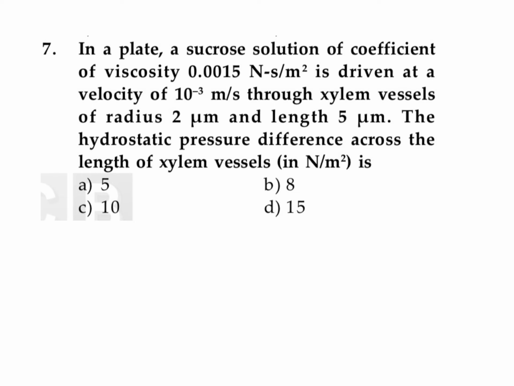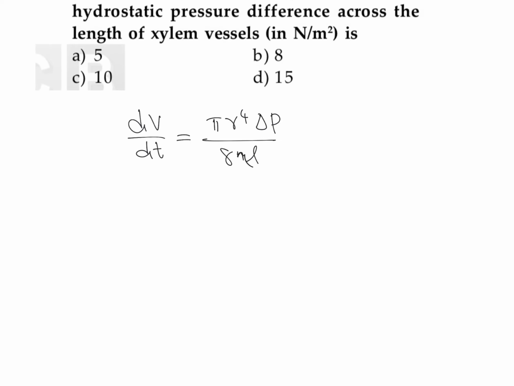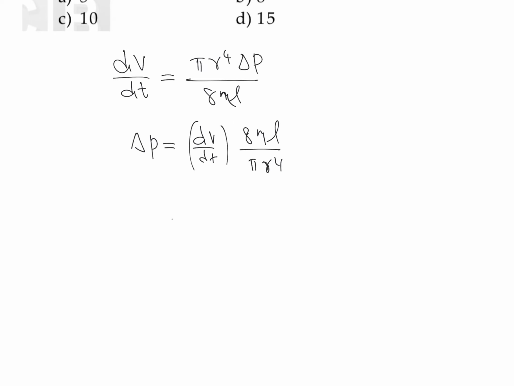So we can write the equation for volume flow rate dV by dt across a small tube, which is equal to pi into r raised to 4 delta p divided by 8 into eta L. From this we can find the value of delta p. The value of delta p will be equal to dV divided by dt into 8 eta L divided by pi r raised to 4. Now we can substitute the values, but the value of dV by dt is not given, the speed is given.